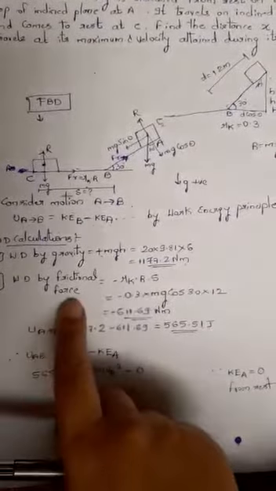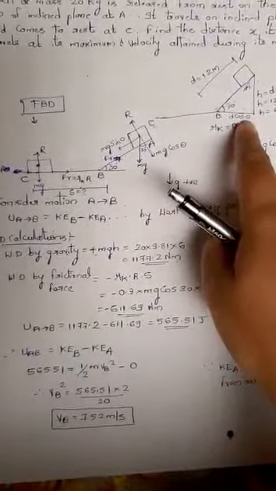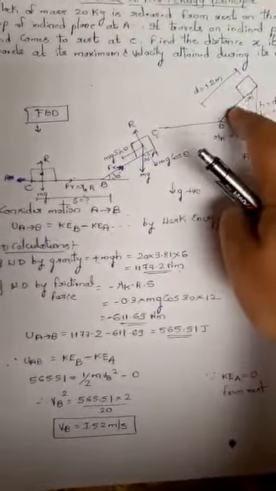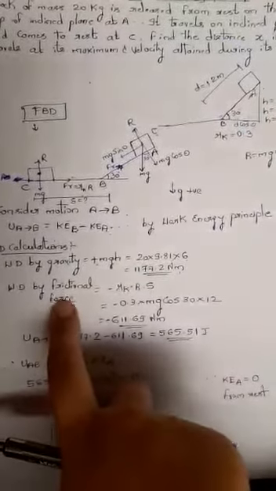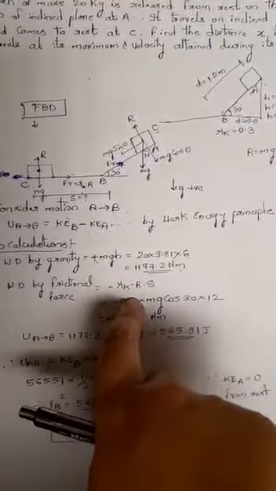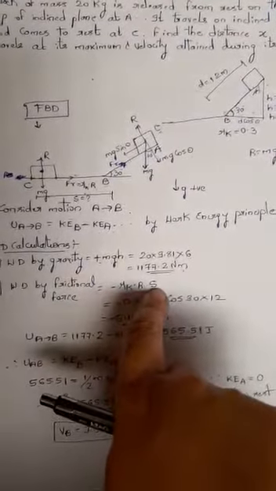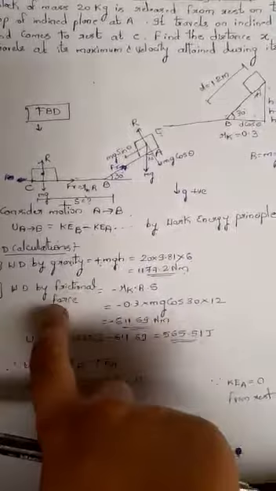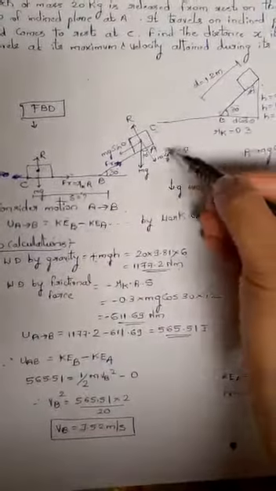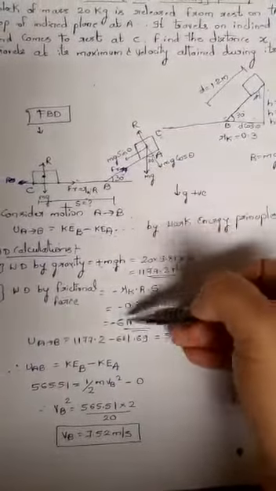Okay, next, work is also done by the frictional force here. Yes, because the box is slipping on the inclined plane, so obviously work is also done by the frictional force. We know the formula for that, that is minus mu k into R into s. Always remember, work done by frictional force is by default always negative because it is acting in the opposite direction of motion.